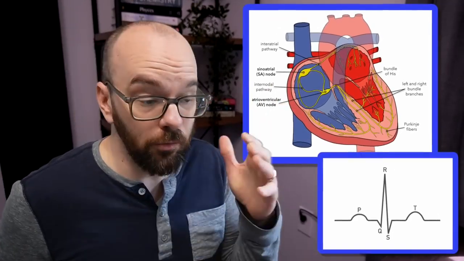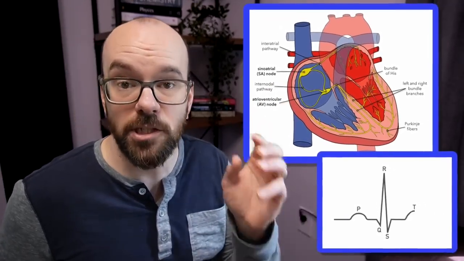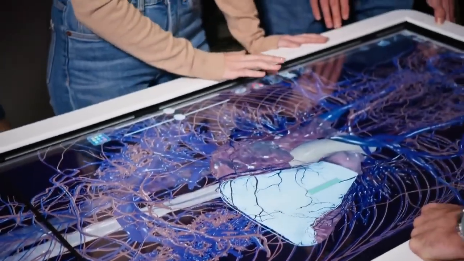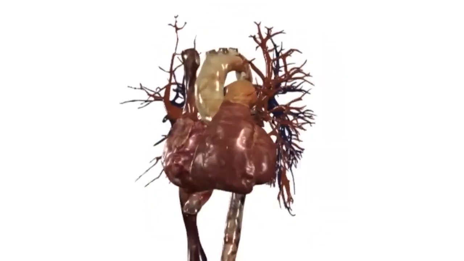And throughout the video, we'll look at real human cadavers and other cadaveric images provided by Anatomage, the creator of the world's first virtual dissection table. So you can see how all of these structures are arranged three-dimensionally in the body.